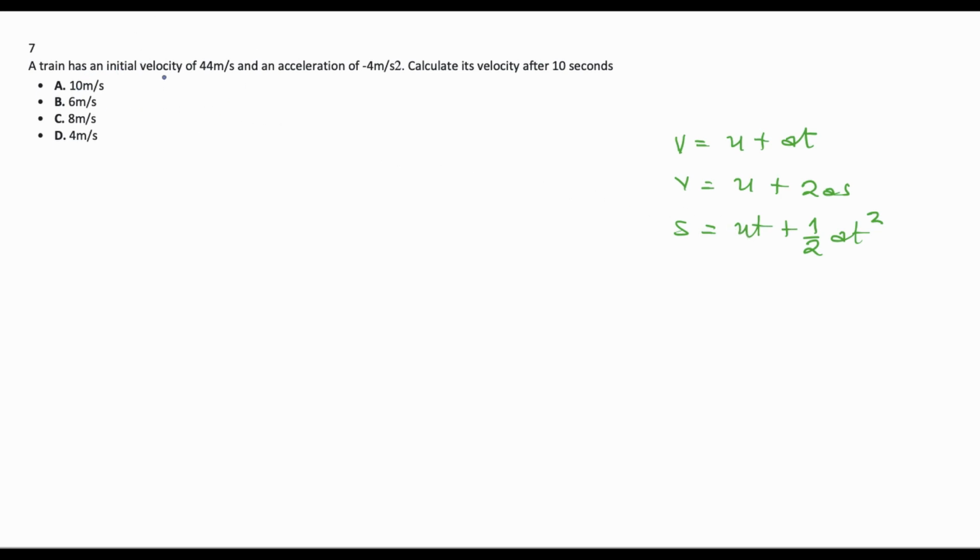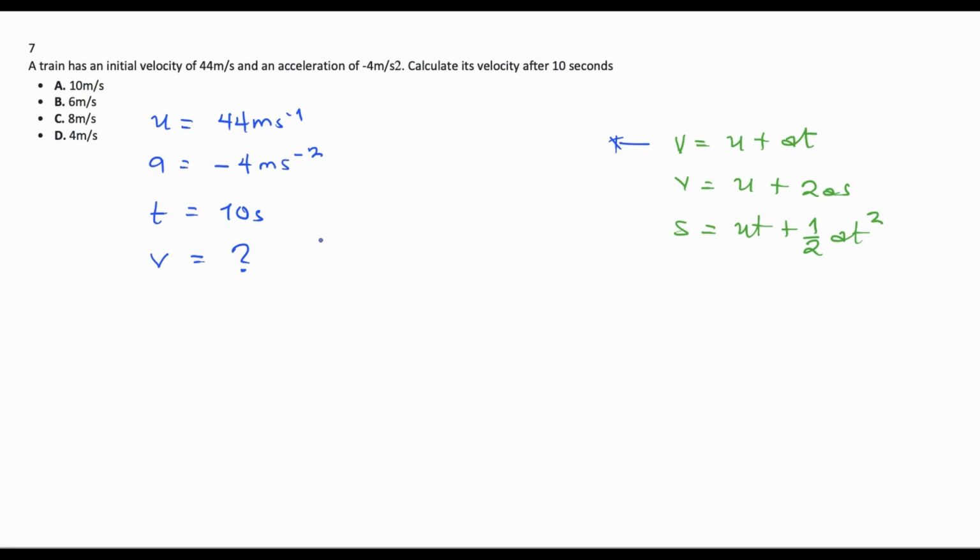So let's look at this question. For example, we have an initial velocity, which is U, of 44 meters per second. We have an acceleration, which is A, of minus 4 meters per second squared. We have a time, T, of 10 seconds, and we are requested to find the final velocity V. If you look at this, you find that equation 1 has all these components. We have V, U, A and T. So let's use that to solve our question.